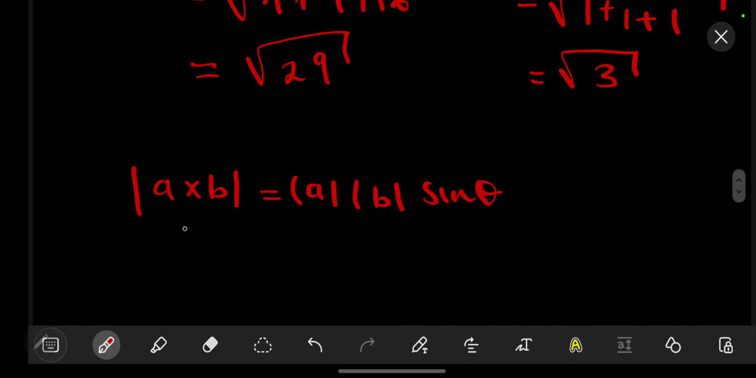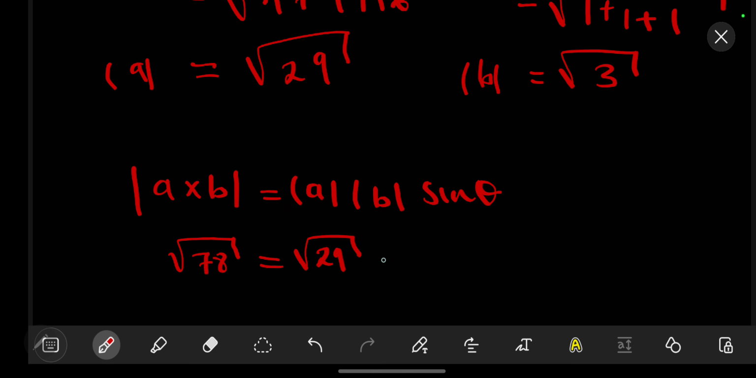So for A cross B, we found a value equal to the square root of 78. This should be equal to the magnitude of A, which we found, times the magnitude of B, which we found. So it will be the square root of 29, then the magnitude of B will be equal to the square root of 3. Then we have the sine of theta.